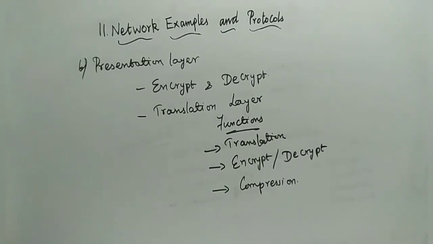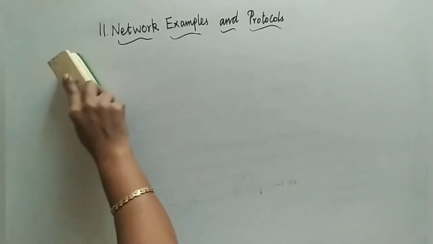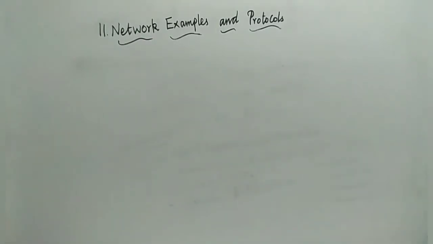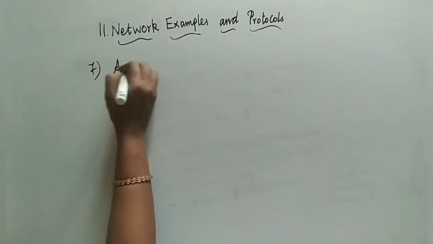So that translation is done in this layer, that is your sixth layer. And the next layer, that is your last layer, the seventh layer, it is your application layer.